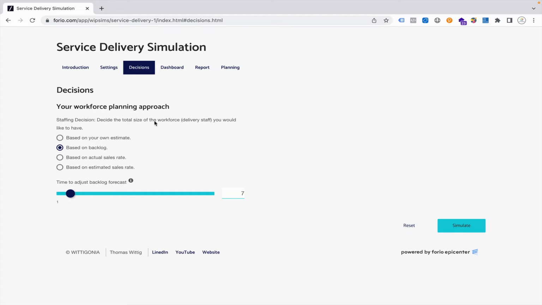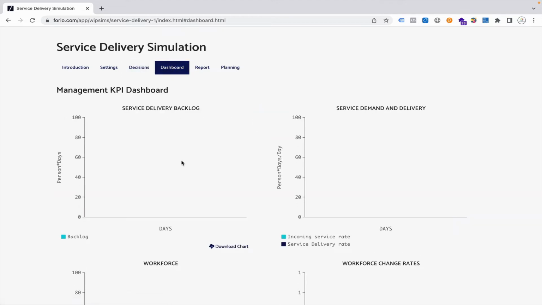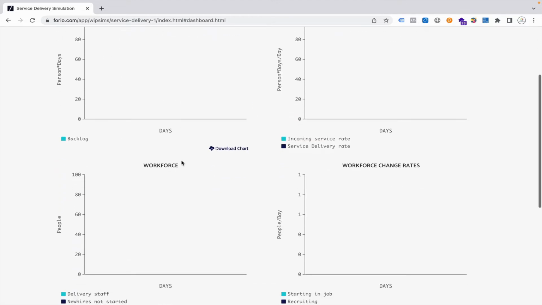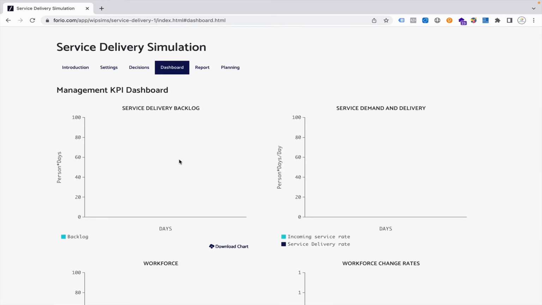So the next thing that we would have to do is to make a decision how we want to plan our workforce. The only thing that we have to do here is really decide how many people we want to have in our service delivery organization. That's what the immediate focus is here. But let's first explore what is happening in our organization. At this point, nothing much is happening because we haven't started. I will explain this dashboard a little bit later.